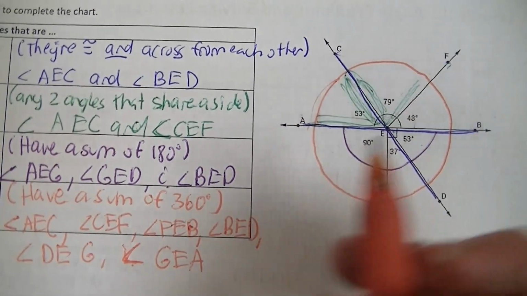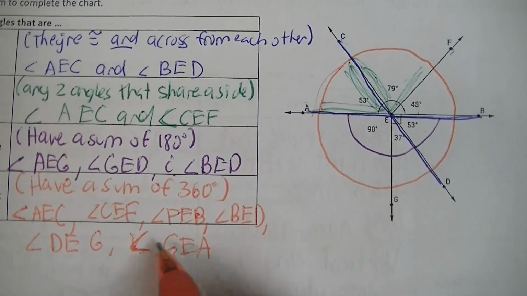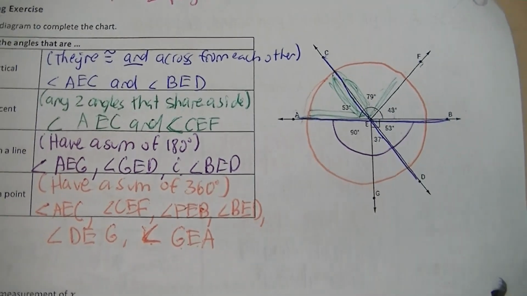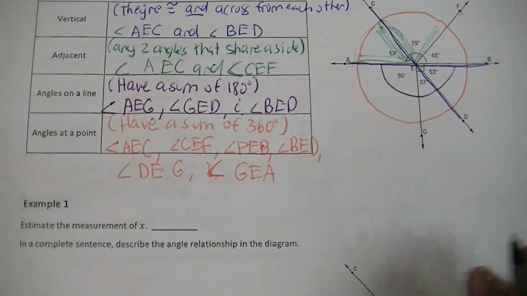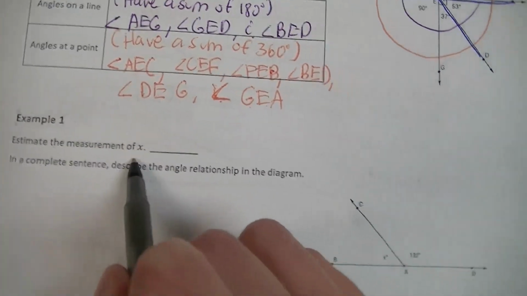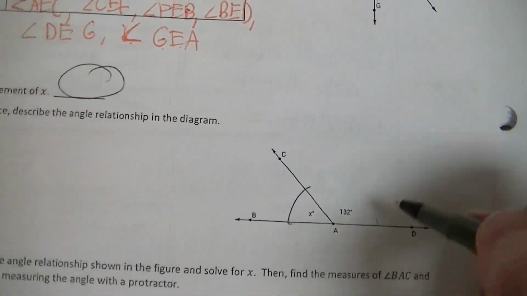And again, you could have totally switched this around. You could have said AEG to refer to the same exact angle, okay? Just have that vertex in the middle. Next part, example 1: estimate the measurement of x. So you're just estimating, so go ahead and put whatever you think angle x is. Just estimate it.